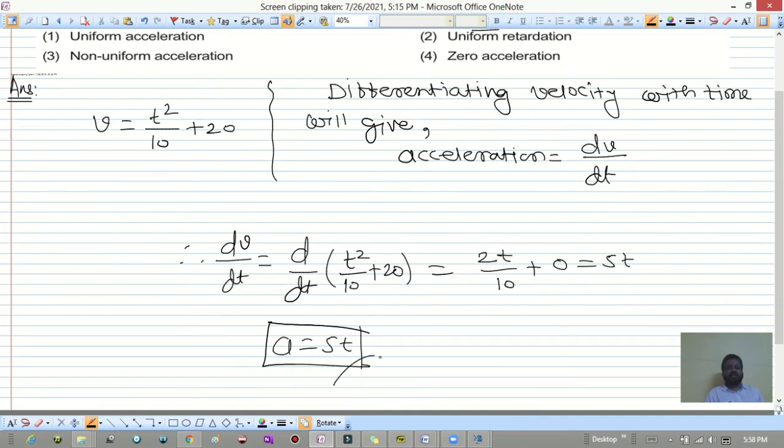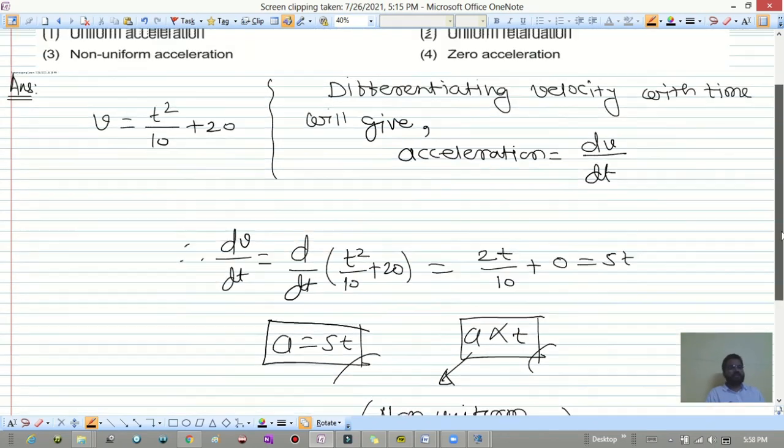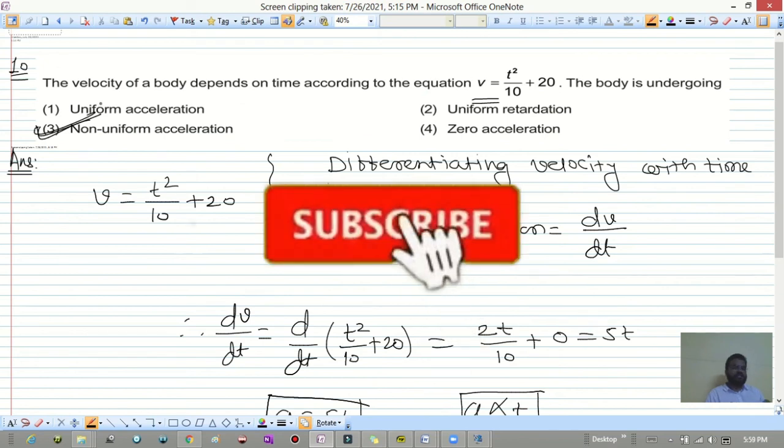Indicates what? Acceleration is variable with respect to time. Acceleration is directly proportional to time. So this is called non-uniform acceleration. Right, non-uniform acceleration means it's not a constant acceleration, right? So the object is moving under non-uniform acceleration. We can write non-uniform acceleration. So this is the third answer.